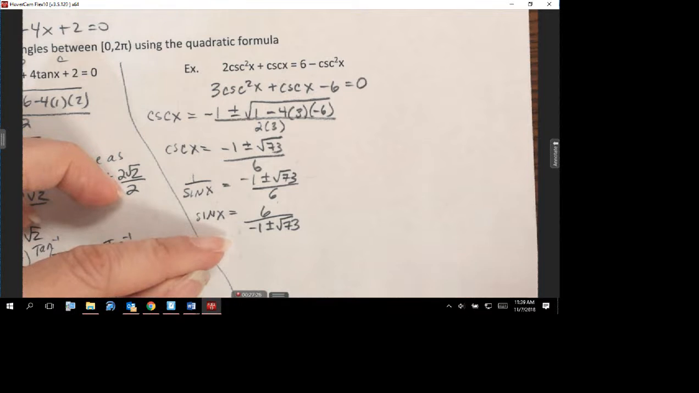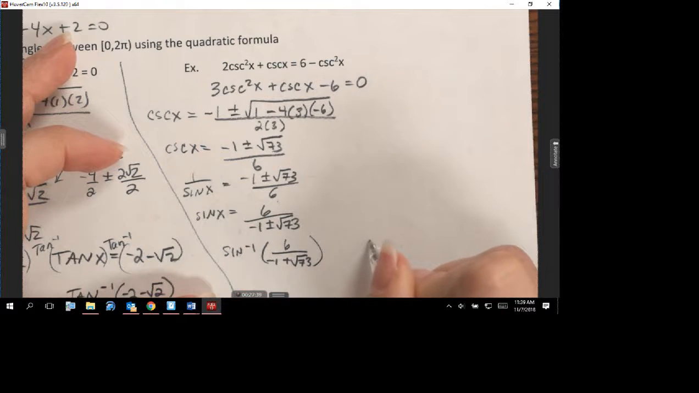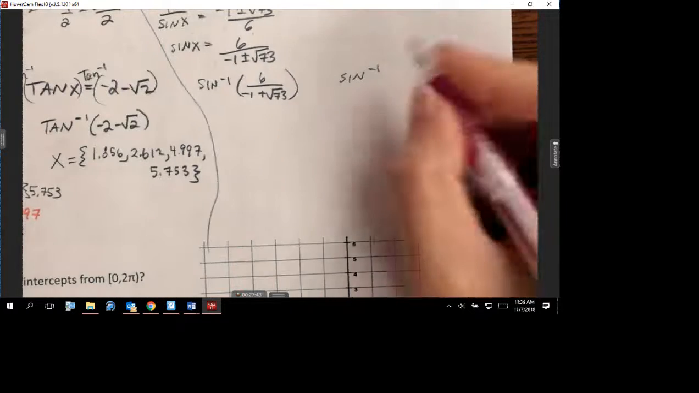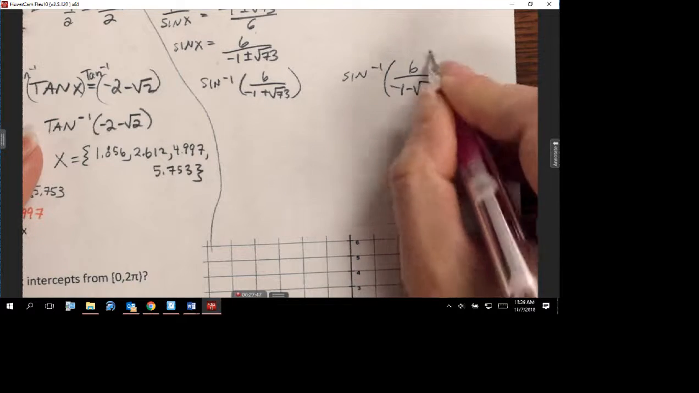Is there a sine inverse button on the calculator? Yes, there is. So that's what we're going to use. We're going to have sine inverse of 6 over -1 plus square root 73. And then we're also going to have sine inverse of 6 over -1 minus square root 73.